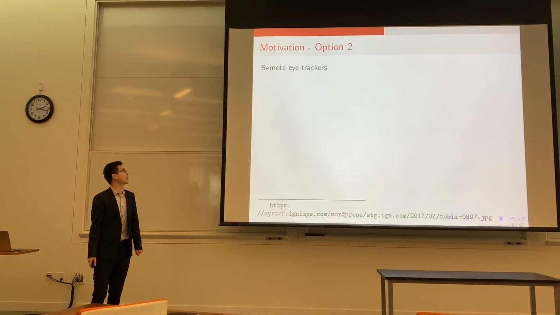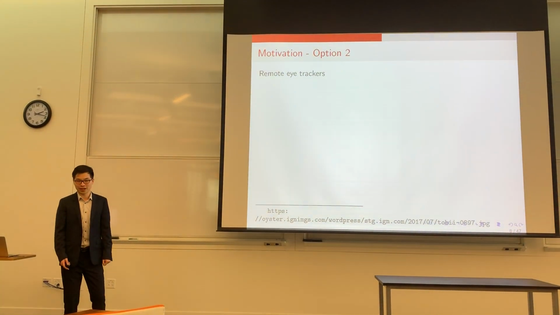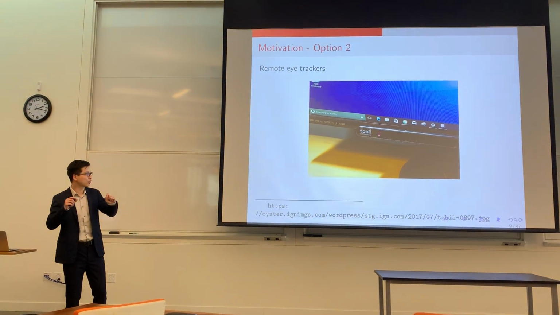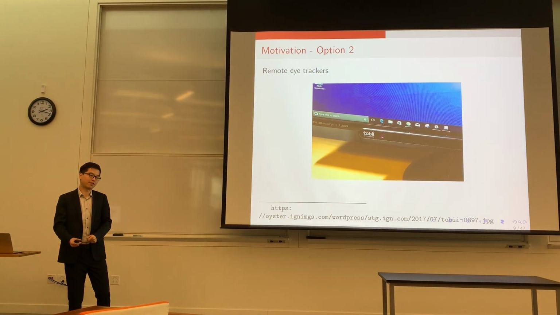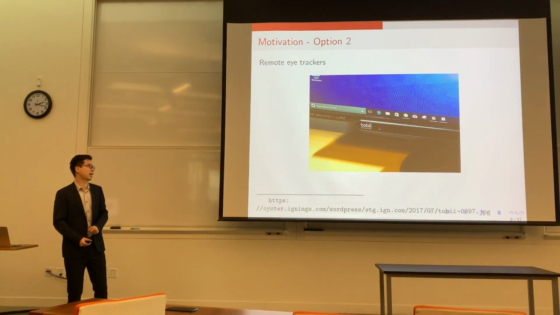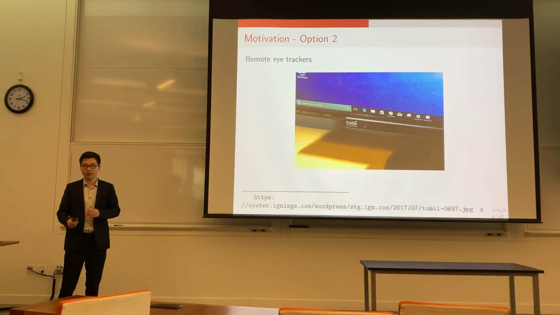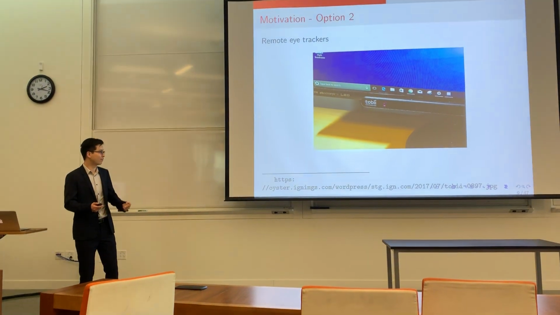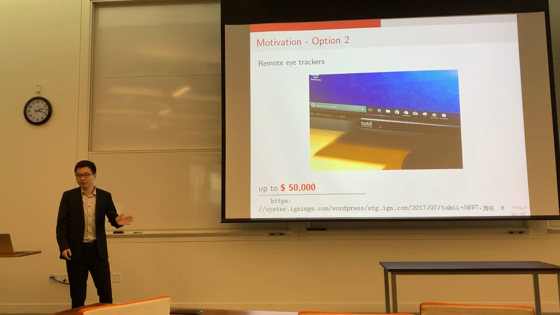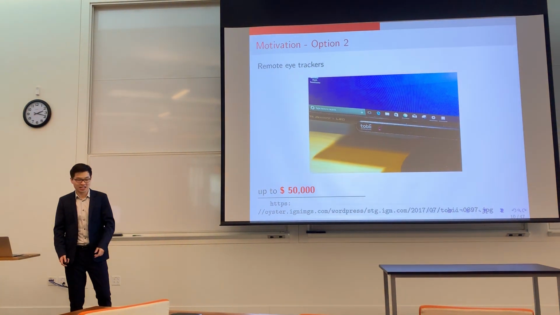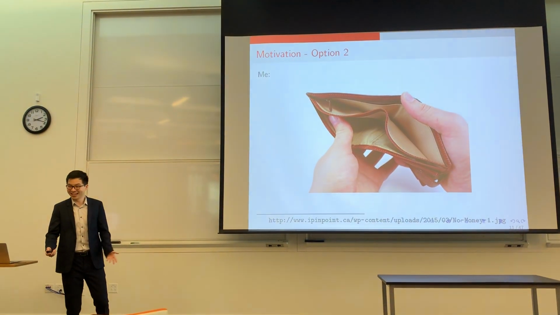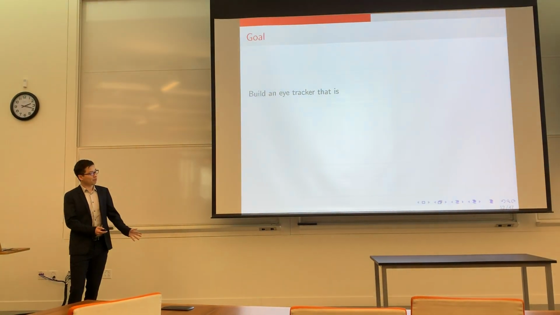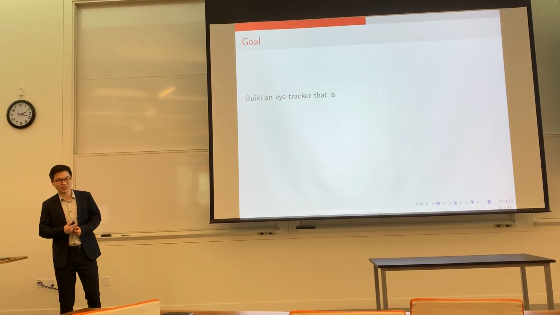The second option that we have is called remote eye trackers, and it looks something like this. As you can see, that little sidebar called Tobii is a professionally dedicated eye tracking tool designed by a company called Tobii, which is very accurate after an initial calibration phase. But the problem with this device is that it can cost up to $50,000, and this is just my response to that.